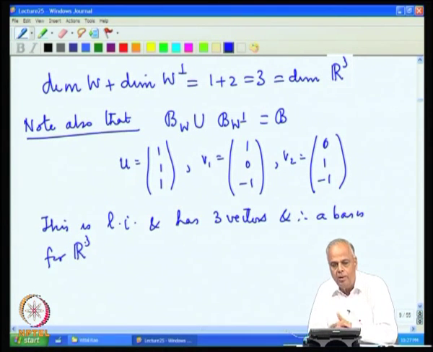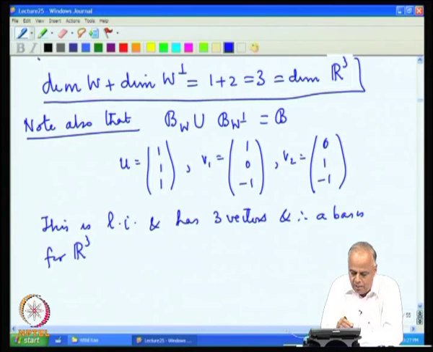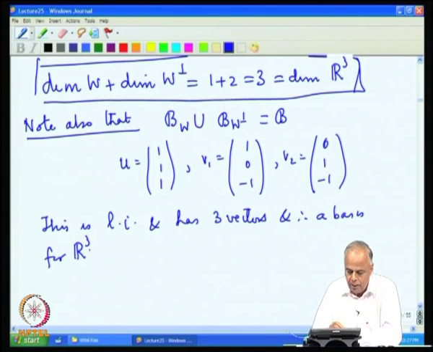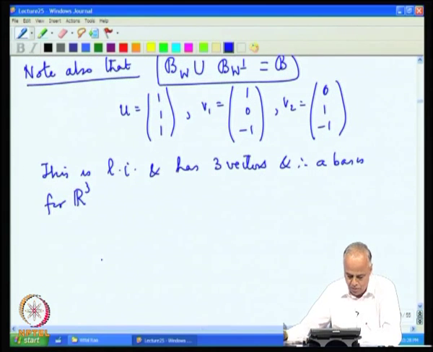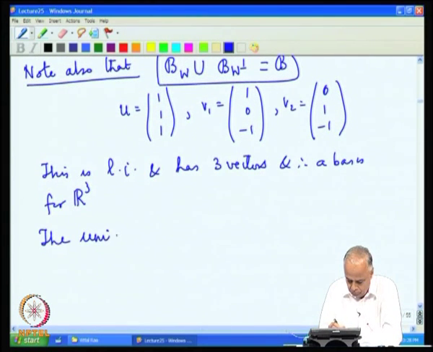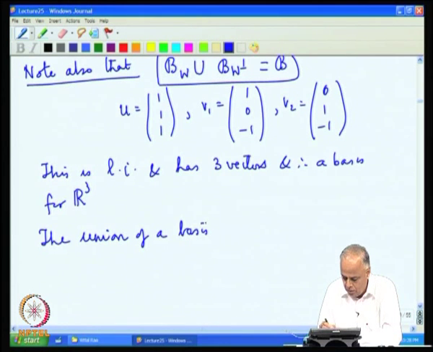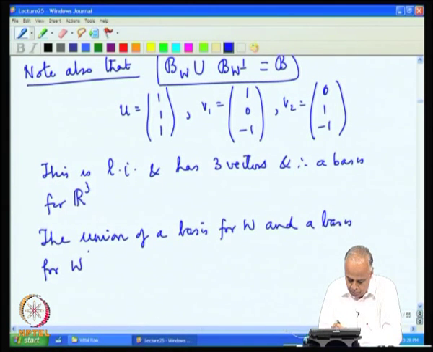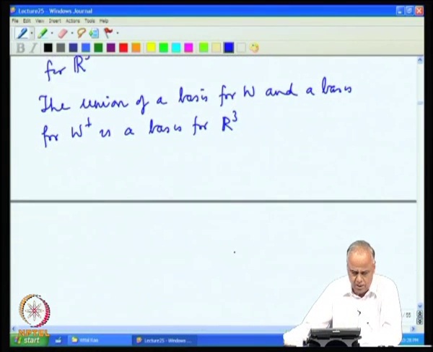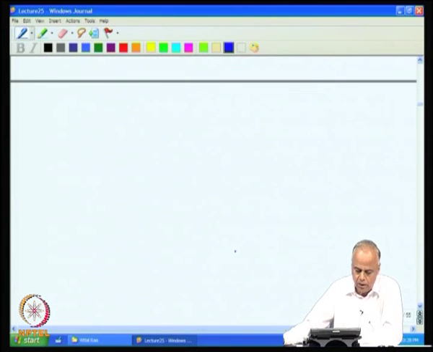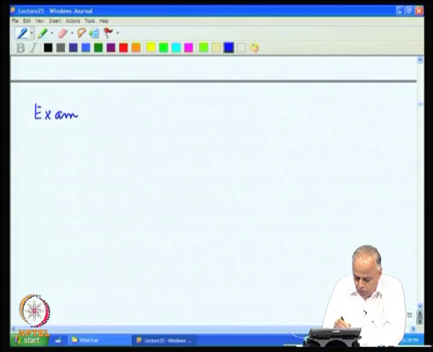So, in this example we observe a lot of things happening, namely the dimension of W and the dimension of W perp added together give the dimension of the whole space, and the basis of W and the basis of W perp added together give a basis for R^3. So, the union of a basis for W and a basis for W perp is a basis for R^K, or R^3 here. That is in this example. We will see a more general version, that this is in general true, a little while later. Let us now look at another example of this construction of the orthogonal complement.